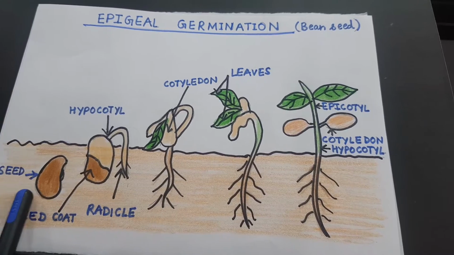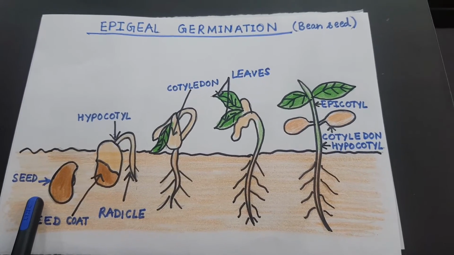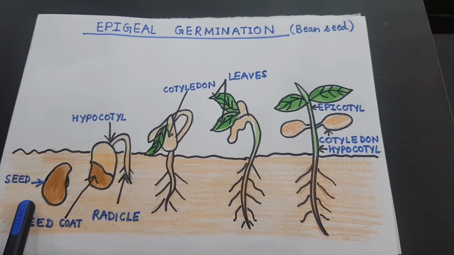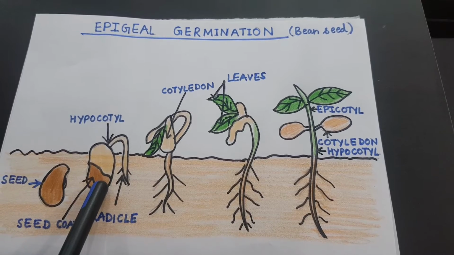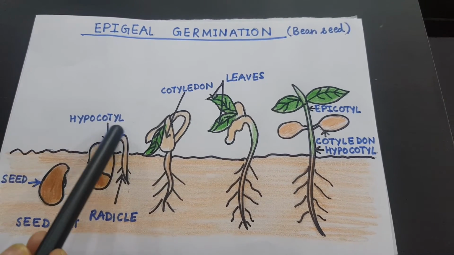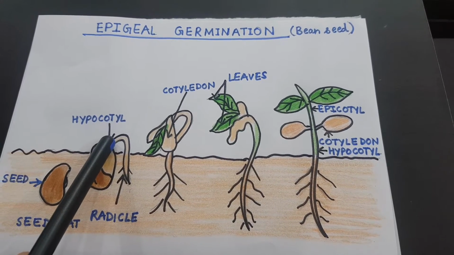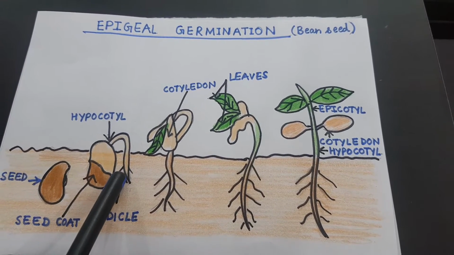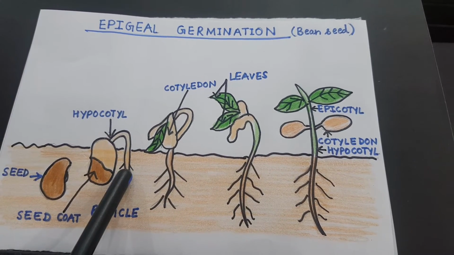Okay. Now, this is a bean seed. Under favorable conditions, what happens? Bean seed absorbs water from the surrounding and swells up. Then the seed coat ruptures and the embryo emerges out. The radicle, this is called the hypocotyl. The radicle grows downward into the soil from the area of the micropyle and forms root.